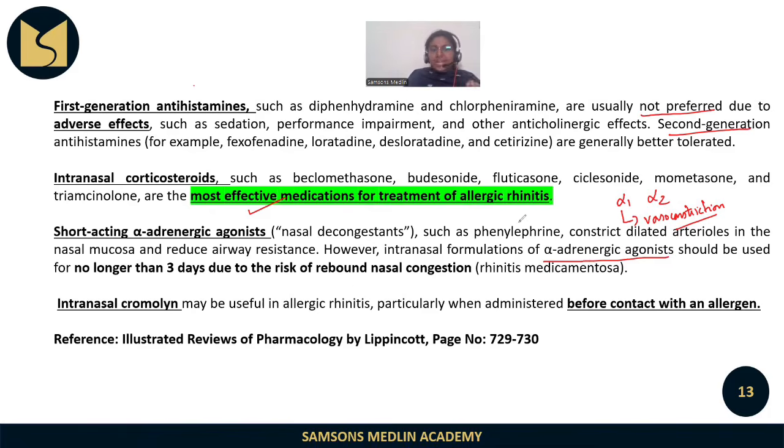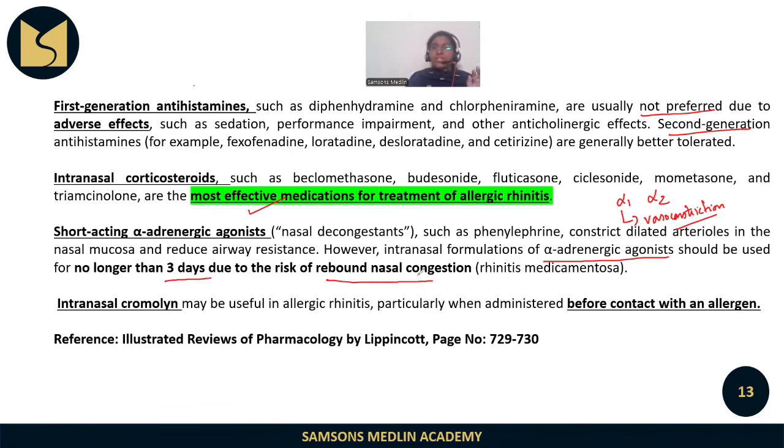But in the case of phenylephrine, there is a problem. We cannot use it for more than 3 days because there is a chance of rebound nasal congestion. That is why we cannot consider it the most effective medicine in allergic rhinitis. It is also a medicine used in allergic rhinitis, but it is not the most effective one, because of the problem of rebound nasal congestion.